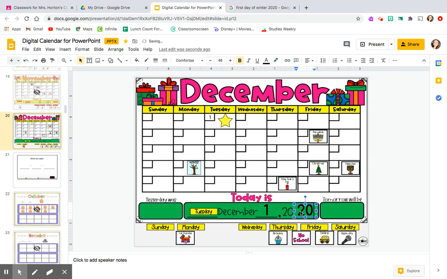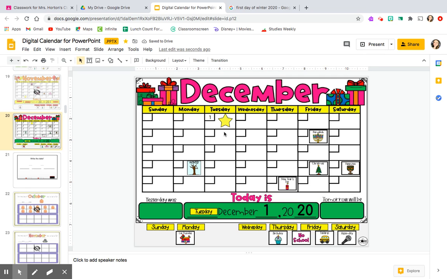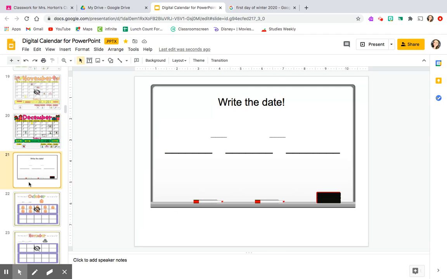Our year is 2020. Now, yesterday was Monday. Tomorrow will be Wednesday. Look, we have so many events happening in December. Down here we have Hanukkah and then Christmas, and then we have Kwanzaa, New Year's Eve, and then the first day of winter. All right, so December, it is the 12th month of the year.